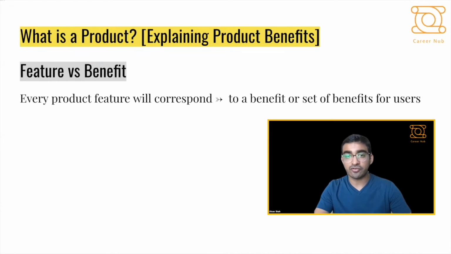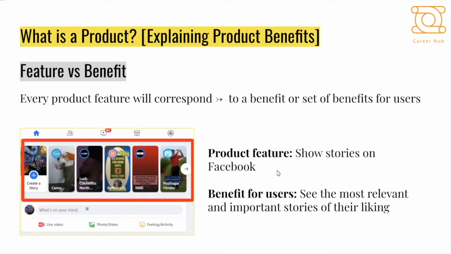Let's look at a quick difference between what feature and benefits look like. So every product feature will correspond to a benefit or a set of benefits for the users. For example, the product feature would be show stories on Facebook. And the benefit for the users would be seeing the most relevant and most important stories of their liking.